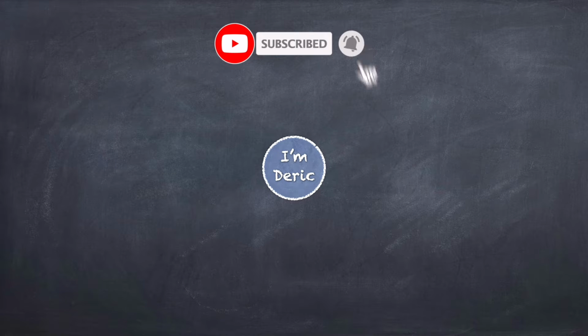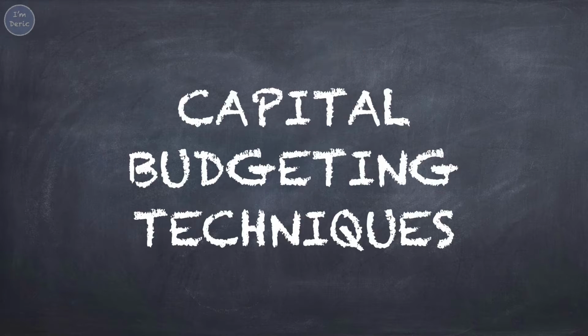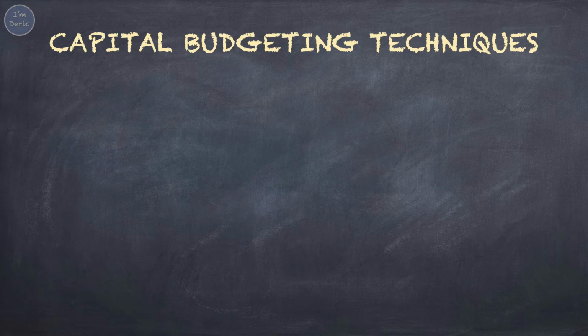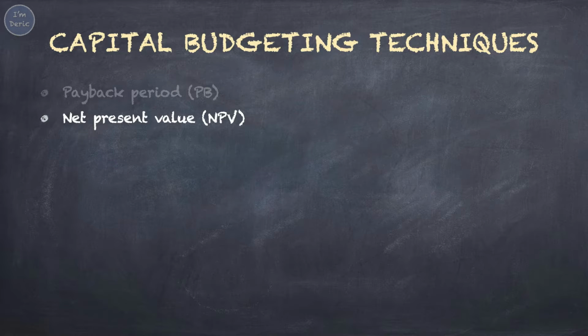Welcome to my channel. In this video, I'm going to introduce to you the capital budgeting techniques. The following are the 4 common capital budgeting techniques or methods that we use. First, payback period. It means how long it takes for us to earn back the initial cost, the shorter the better. Second, net present value, NPV.